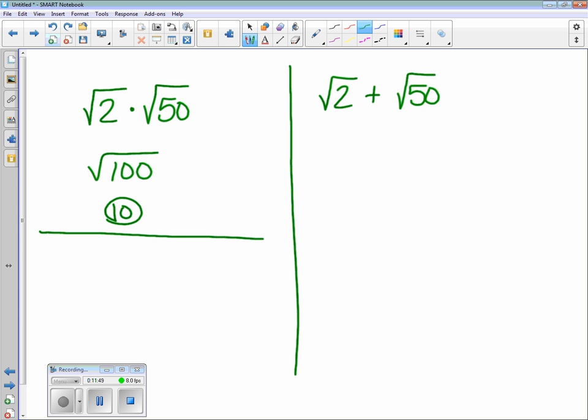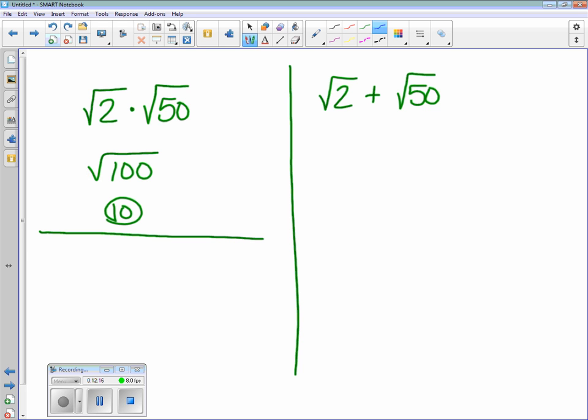Could you check it? On your calculator, type in square root of 2 times square root of 50. See if it doesn't come out to be 10. It should. Does it? Make sure you're doing them separately. The radical doesn't go all at once. So the square root of 2, come out of it, times the square root of 50. You should get 10.